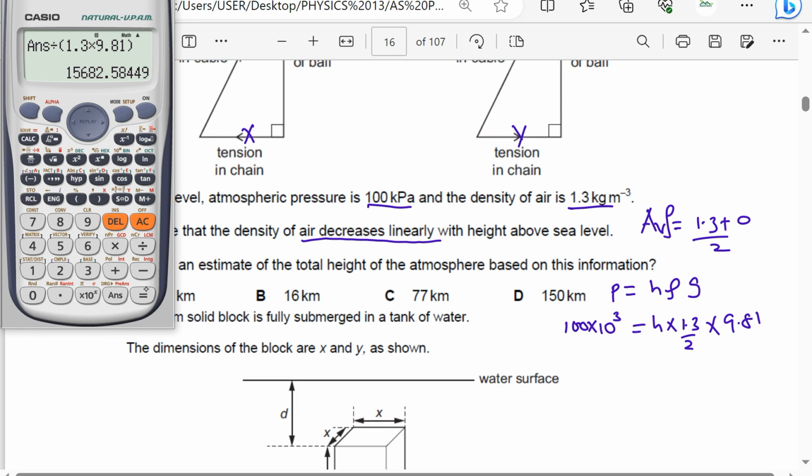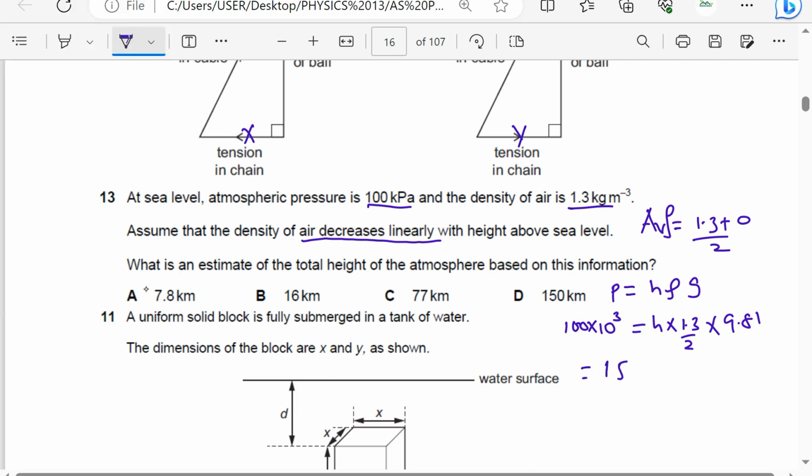So this is giving me 15,682 point something, this is h, and this was in meters. The answers are quoted in kilometers, so it means the answer here is going to be approximately 16 kilometers. So the answer is going to be B.